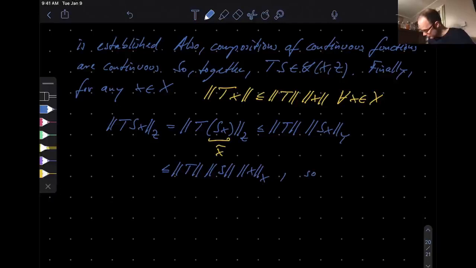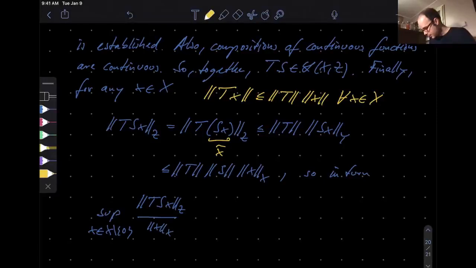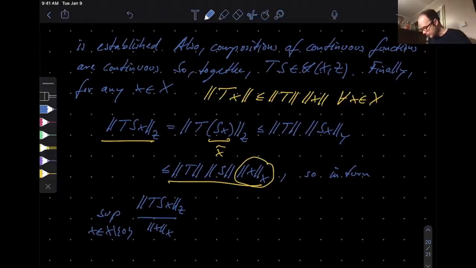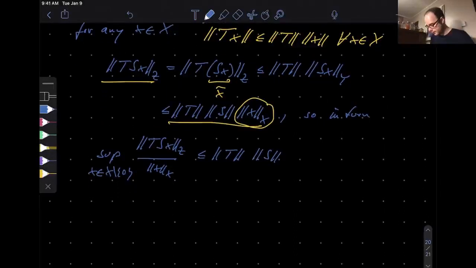So in turn, if you look at the supremum over non-zero x of the ratio of the norm of TSx in Z over the norm of x, well, then you use what you have up here, that this is at most equal to this. If you divide out this ratio, what remains is precisely the product of the individual operator norms. Since it's less than or equal, then the supremum will also be less than or equal to that product. Okay, and that's it, because this here is precisely the operator norm of the composition. Okay, that's it. End of proof.